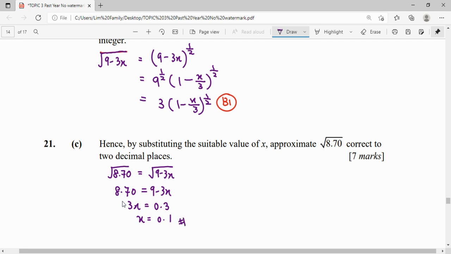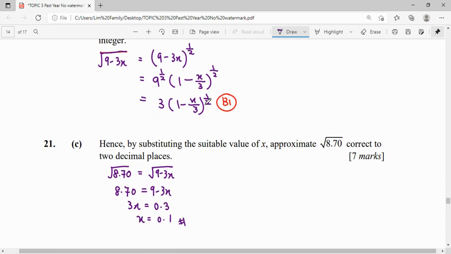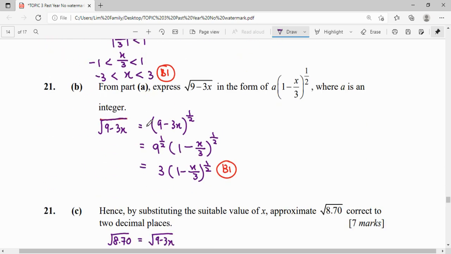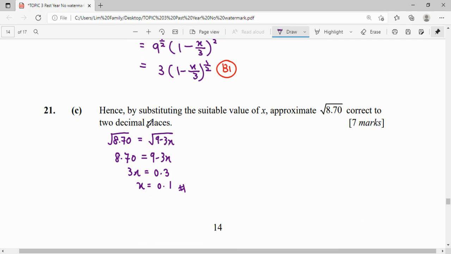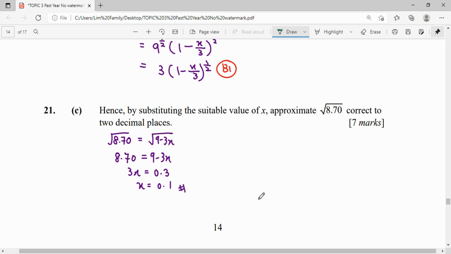So is this x valid or not? We are going to see validity here. Yes, this x is valid. It means this x can be substituted into our expansion, in this formula where x is 0.1. Okay, so therefore, after we manage to find our x value, we will start to do our substitution in order to reach the answer to this question.